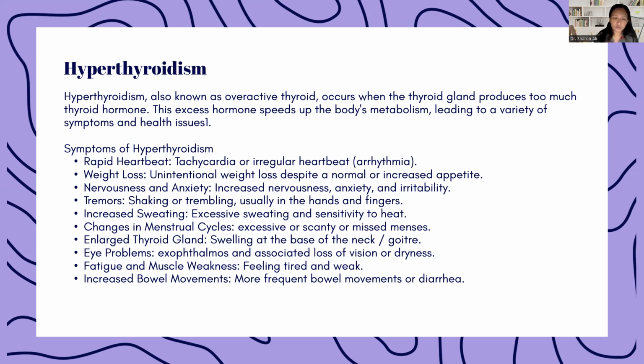So hyperthyroidism: rapid heartbeat, weight loss, nervousness, anxiety, tremors. And the tremors are usually fine tremors. So you do the test where you put the paper on top of the fingers, and then you see the paper trembling. Then increased sweating, changes in the menstrual cycle, which can be either excessive or scanty. You'll find goiter, exophthalmos with dryness and loss of vision, muscle weakness and fatigue, and increased bowel movements. Now, increased bowel movements is not always diarrhea. It's just that they go very frequently.